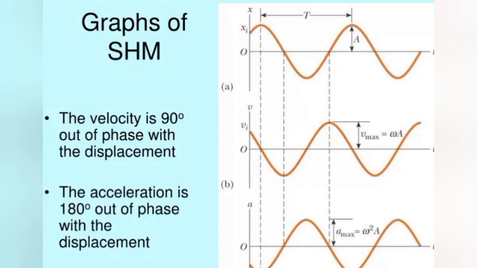It starts from above the 0 line. This is the 0 line. Above the 0 line is where it starts from. Then it comes down to 0, goes under, comes back up, and goes under again. So that's how a displacement time graph is. It moves like a cosine graph.